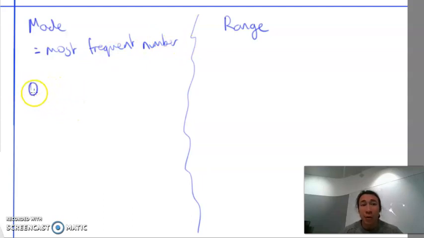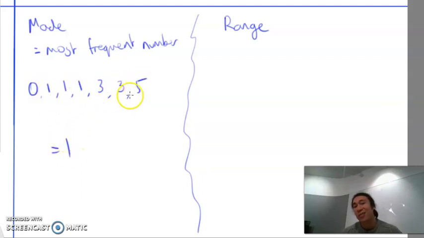Another reason why you want them in order is you can sort out your numbers and you can see which one turns up the most. Well, it equals 1 because there's 3 1s, 2 3s, 1 5, 1 0. The mode is 1.